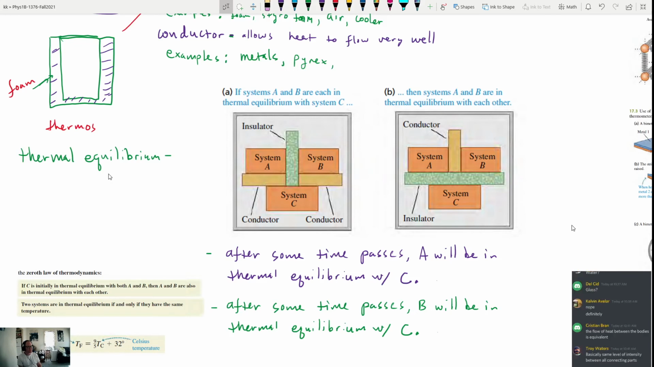The flow of heat between the bodies is equivalent, basically the same level of intensity between all connecting parts, okay? Heat in is equal to heat out. Yeah, very close. Very, very close. You're all hitting on the key parts of what this means. I would say it means that there's no heat flow, or very little heat flow.